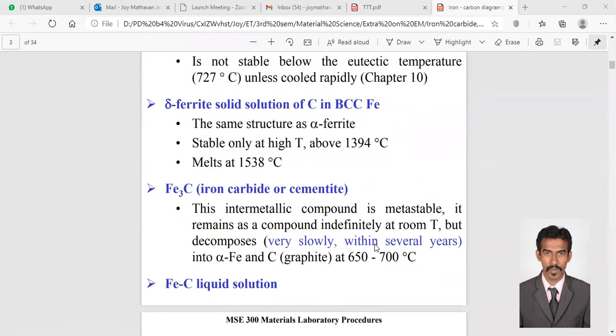Then I have Fe3C, that is iron carbide or cementite, both ways you can call it. This intermetallic compound is metastable. I told you what metastable is. It remains as a compound indefinitely at room temperature, but decomposes very slowly, within several years, into alpha Fe and C, graphite. So this will remain as iron carbide. This does not have any problem.